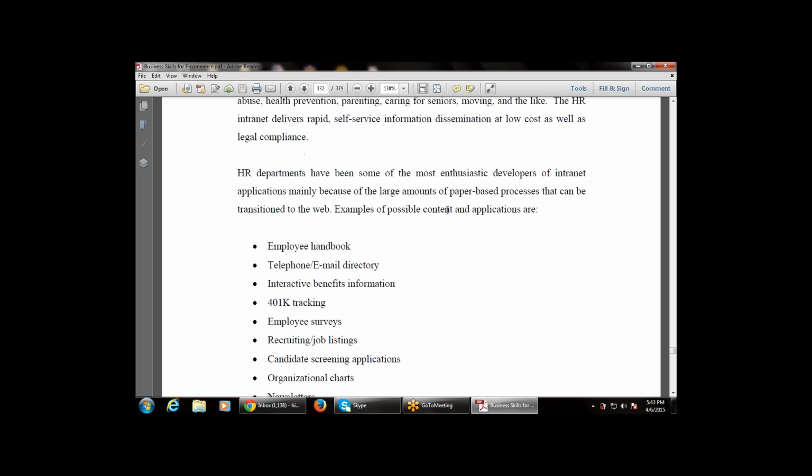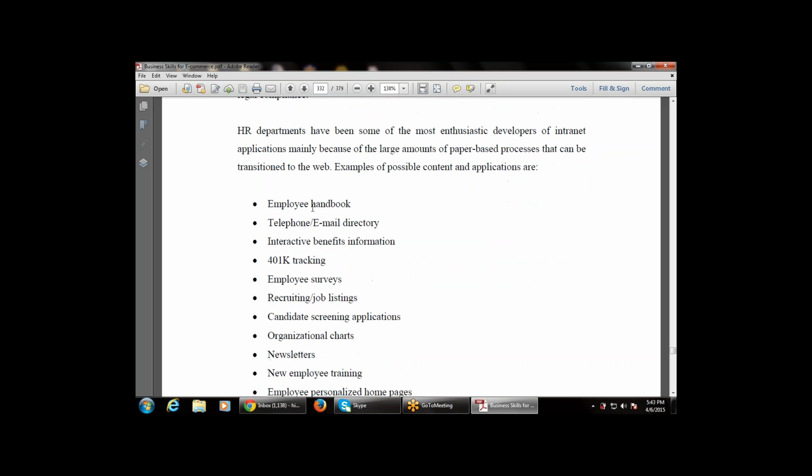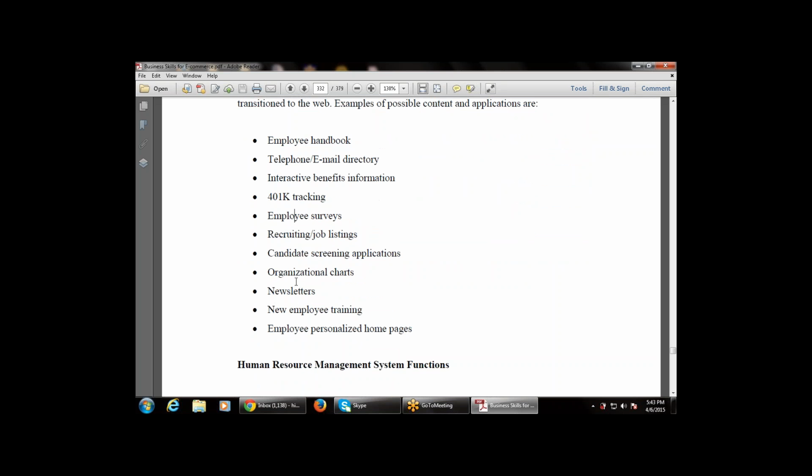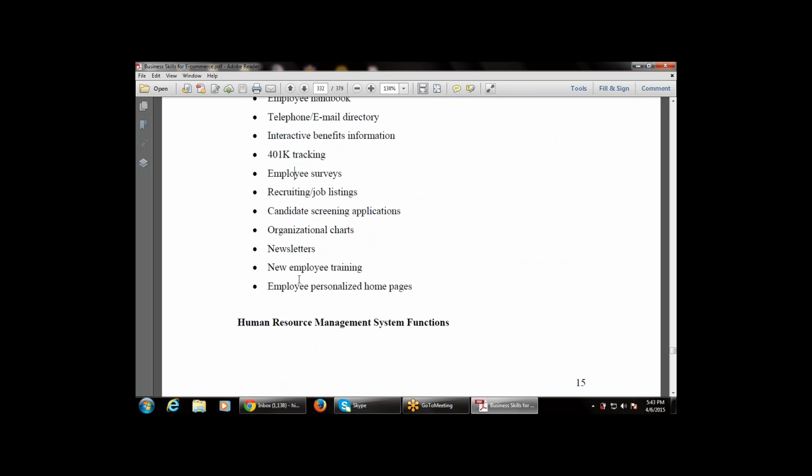Examples of possible content and applications are the employee handbook, telephone and email directory, interactive benefits information, 401k tracking, employee surveys, and candidate screening applications. So these are the various terms used by HR departments when used with the web, with the internet.